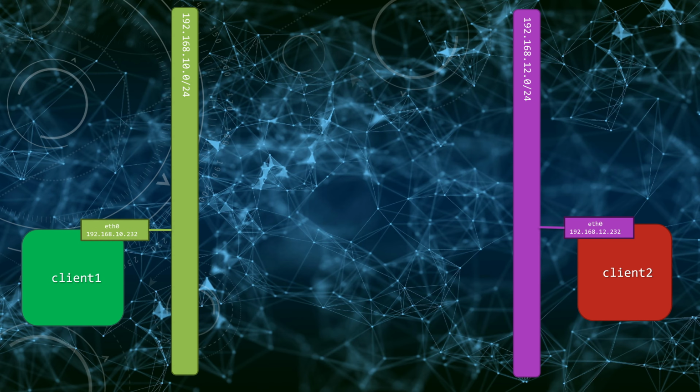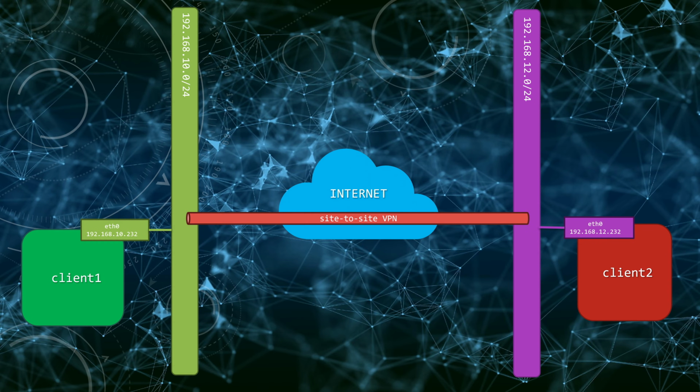Our goal is to set up a site-to-site VPN, enabling secure seamless communication between remote networks over the public internet. This will allow client 1 in the first private network to communicate with client 2 in the second private network. Such setup is particularly useful for scenarios like connecting a branch office to access servers hosted in a main office, or connecting on-premise networks with the cloud environments.